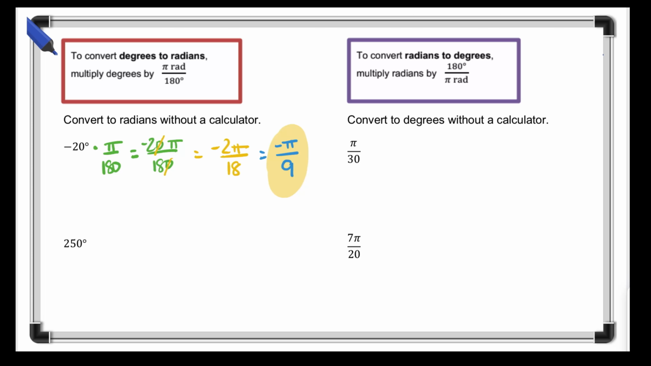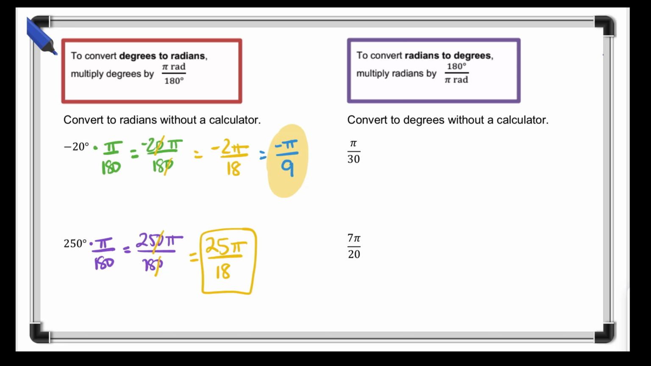All right, so the second question we're going to do is taking 250. We're going to multiply by pi over 180. When we do that, we've got 250 pi over 180. So we're going to cross out those zeros again, which gets us 25 pi over 18. We'll see if we can reduce 25 over 18, which we cannot. So there's our final answer.